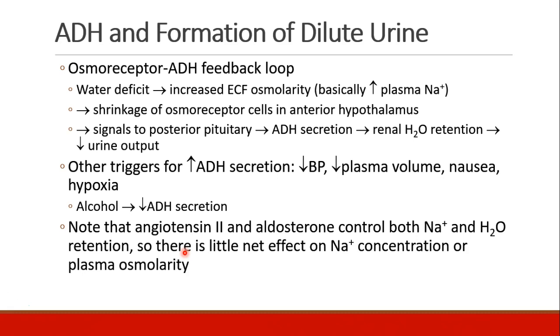As this happens, the osmoreceptor cells, which are located in your hypothalamus, begin to shrink, as we know that cells shrink when they are in a hypertonic environment. This sends signals to the pituitary gland to secrete more ADH. That makes you retain more water in the kidneys, and that decreases your urine output. There are other things that trigger secretion of ADH: hypotension, decreased plasma volume, nausea, hypoxia. On the other hand, alcohol decreases ADH secretion, which is one of the reasons why alcohol is a known diuretic.